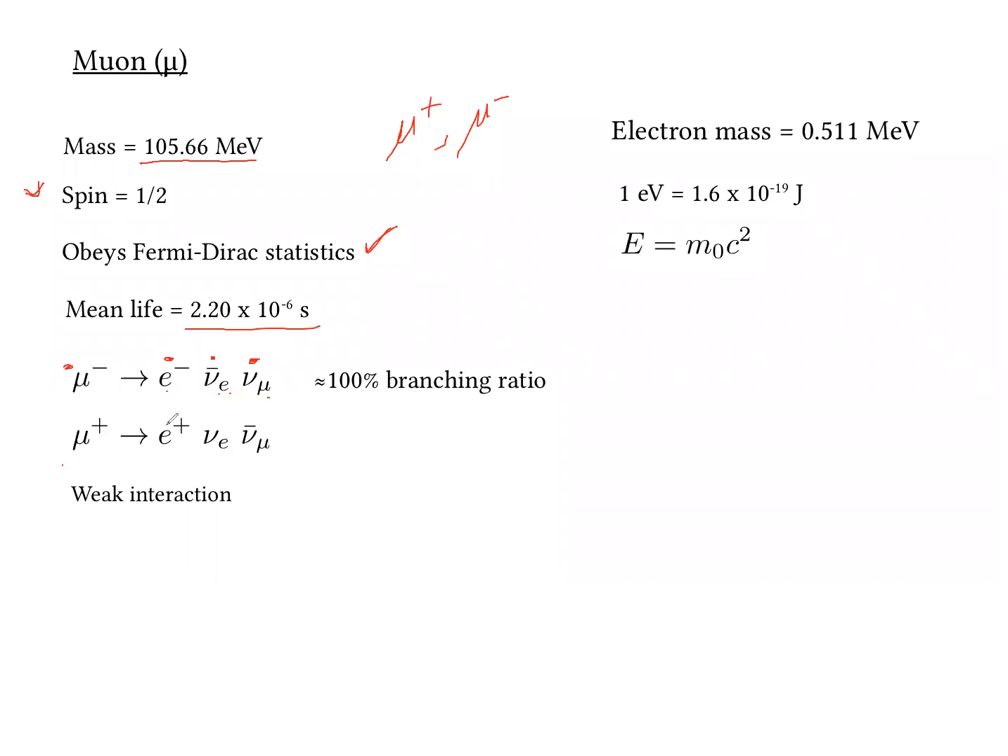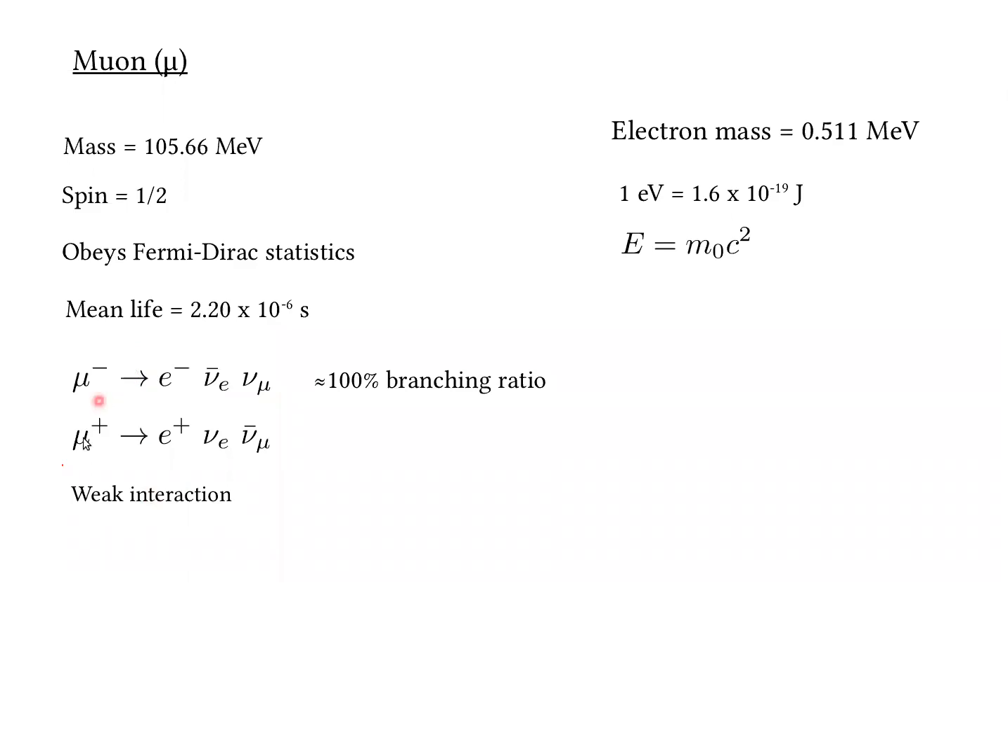Similarly, mu plus decays to a positron, an electron neutrino, and an anti-muon neutrino, because there is a muon, so it involves a muon neutrino, electron, and electron neutrino. This decay has almost 100% branching ratio. That means almost all the time, it decays into these particles. Sometimes, very rarely, it may decay to other particles.